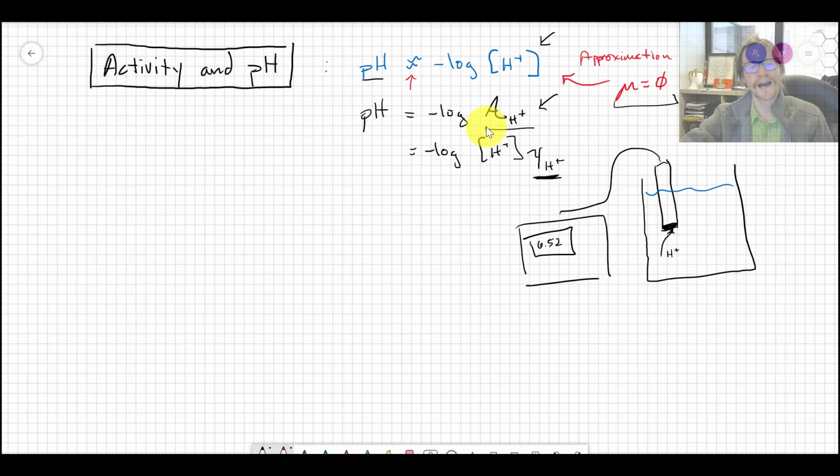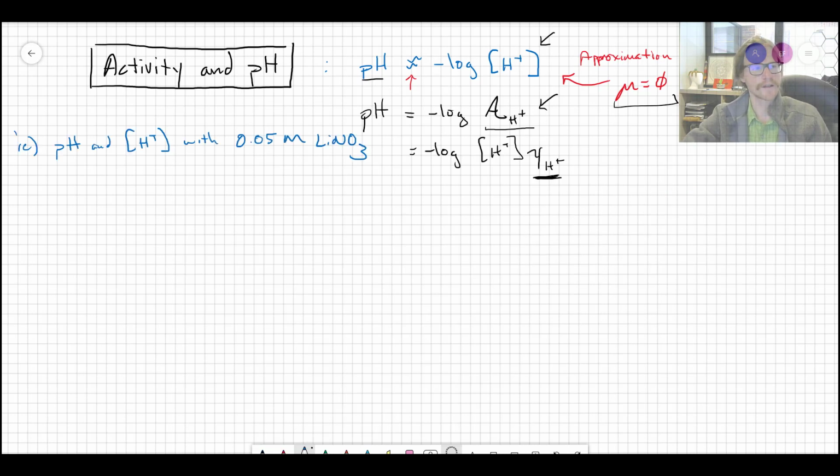So how do we compute the actual pH of a solution, especially when it's in the presence of another salt that is not contributing hydrogen ions or hydroxide ions to solution? So very similar to what we've done before. So what happens when mu is not 0? The example I want to look at is how do we compute the pH and the hydrogen ion concentration with 0.05 molar lithium nitrate in solution.